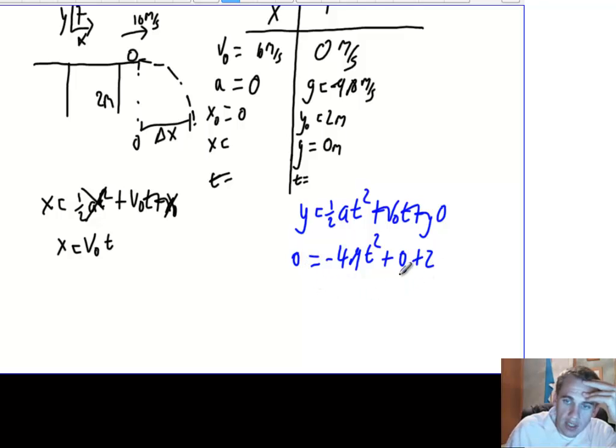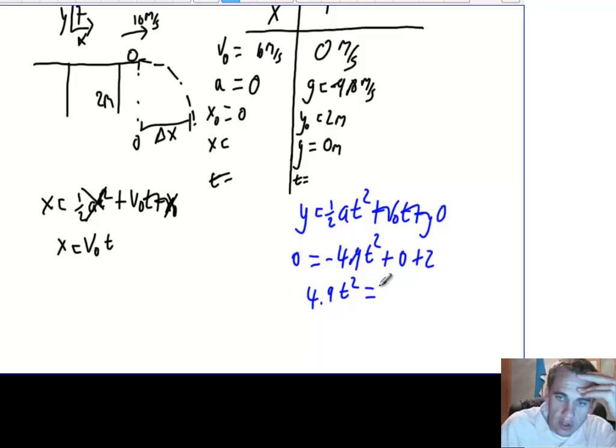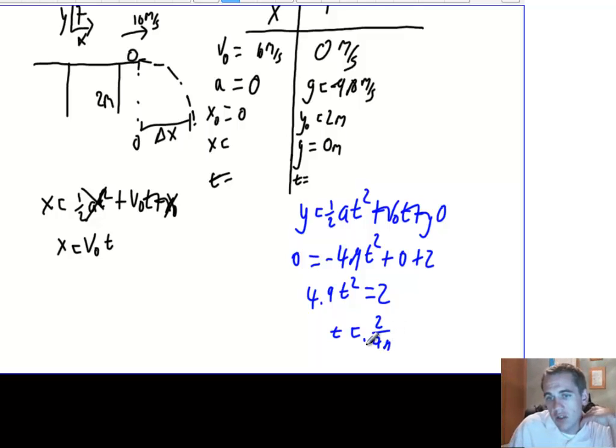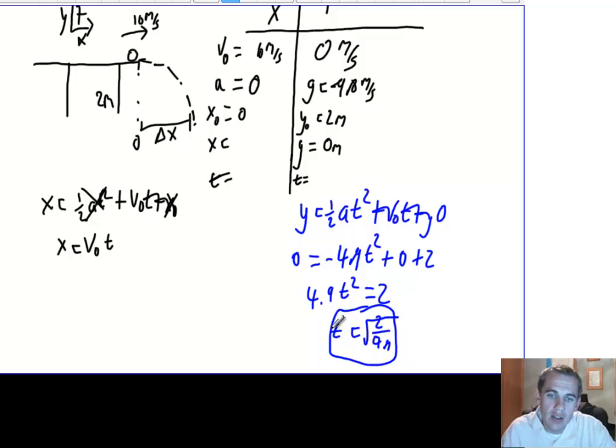And so then I can add this over. So 4.9 t squared equals 2. Divide both sides by 4.9, and t equals the square root of 2 divided by 4.9. Well, that is the time it takes the ball to hit the ground. So whatever this time is, once I solve for it, I can put it back in over here and get the change in position in x.